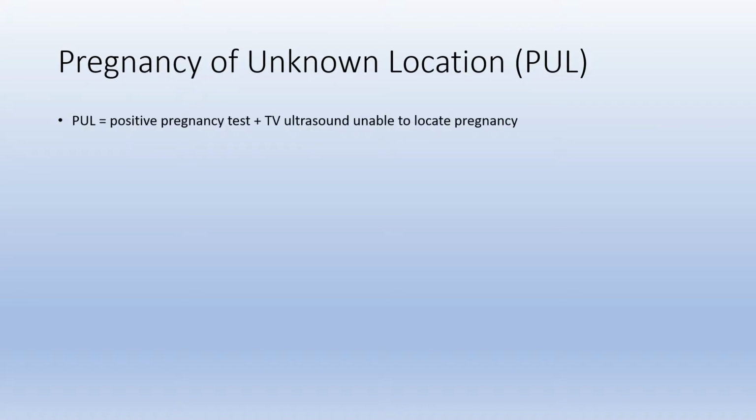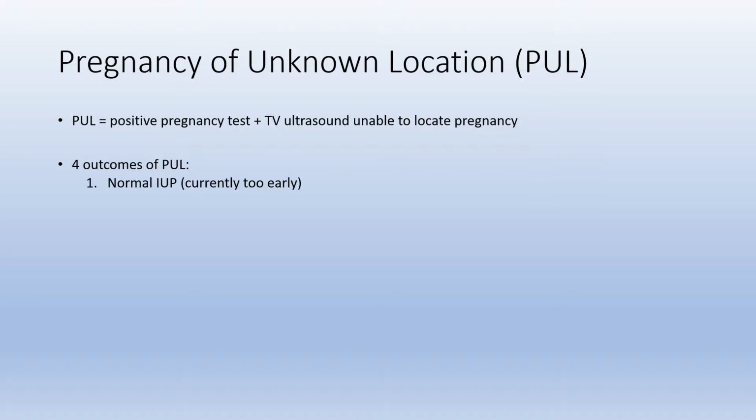Now, as I've said, a PUL is a positive pregnancy test with a TV pelvic ultrasound unable to find the pregnancy. We see this a lot in our clinics, in our hospitals, and it's important we remember there's 4 outcomes of a pregnancy of unknown location.